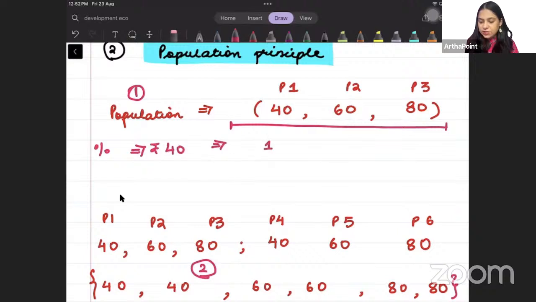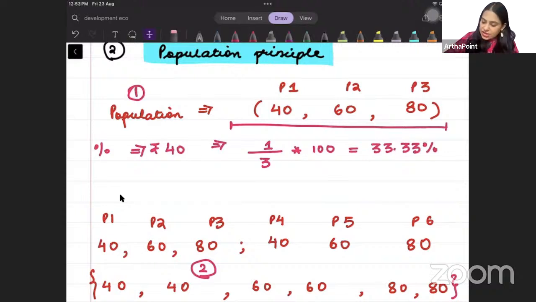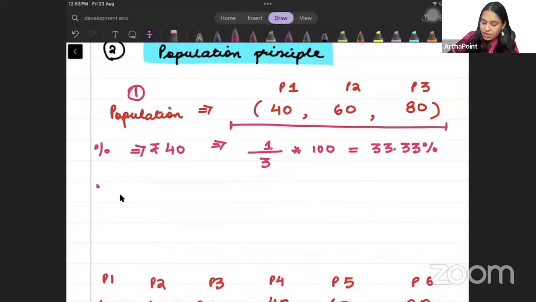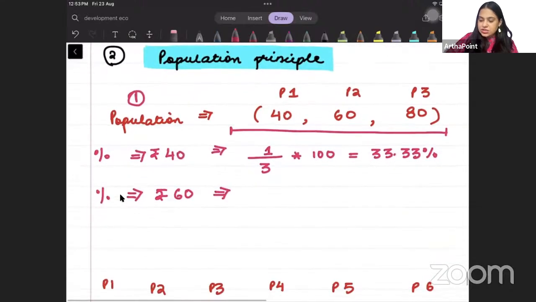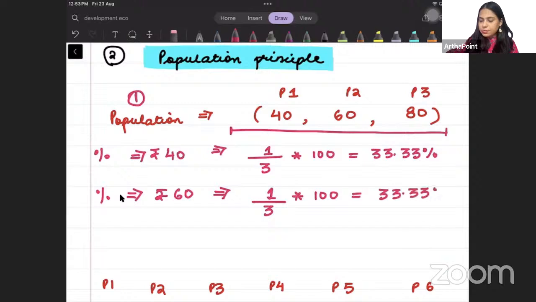One person is earning 40. In total, there are 3 people into 100. That means 33.33% of the population is earning 40 rupees. If I ask you that how many in terms of percentage, how many people are earning 60 rupees, beta? One person is earning 60 rupees. एक इंसान 60 रुपए कमा रहा है out of 3 into 100. So again giving me 33.33% of the population.